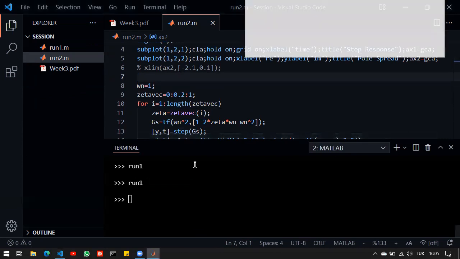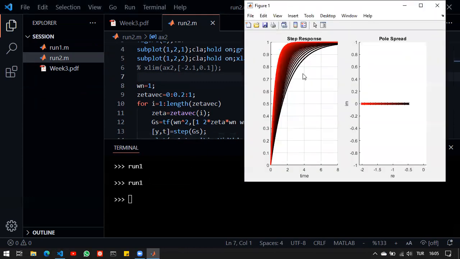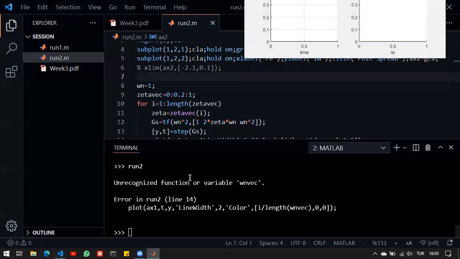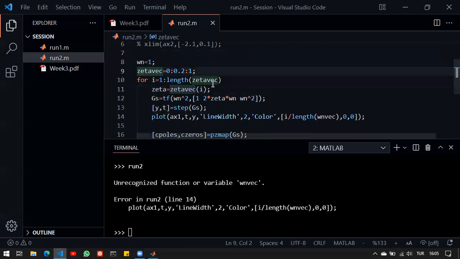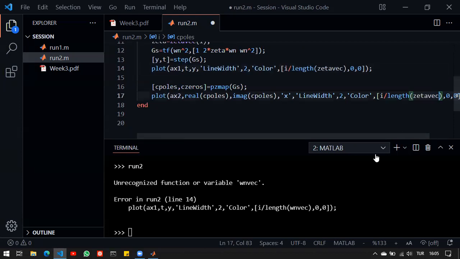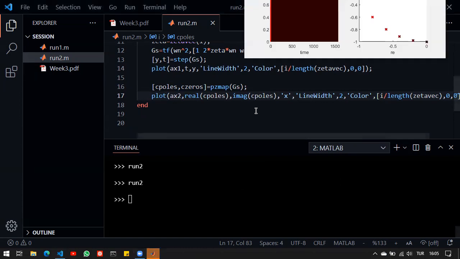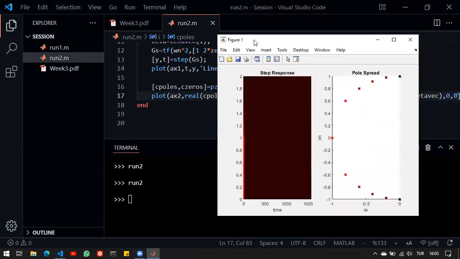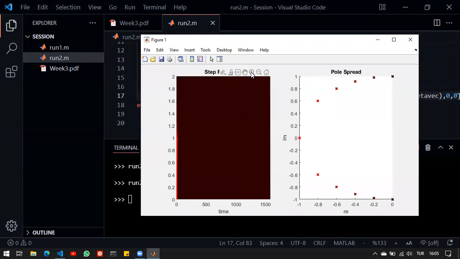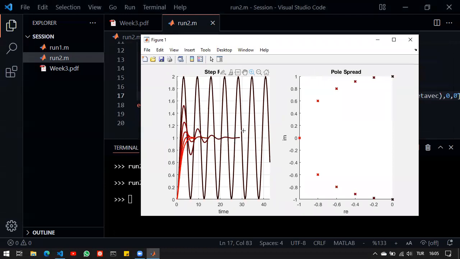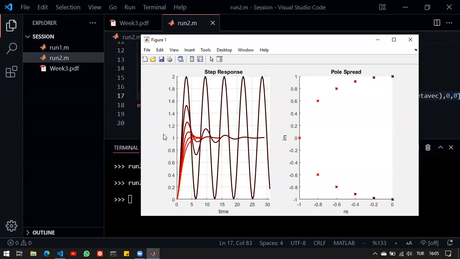So let's run our script, not this one, of course. For the color, we've used omega n vec, which should be zeta vec. So now interesting stuff that happened here. Now, if we zoom in a little bit, we can see that we have an interesting result here.